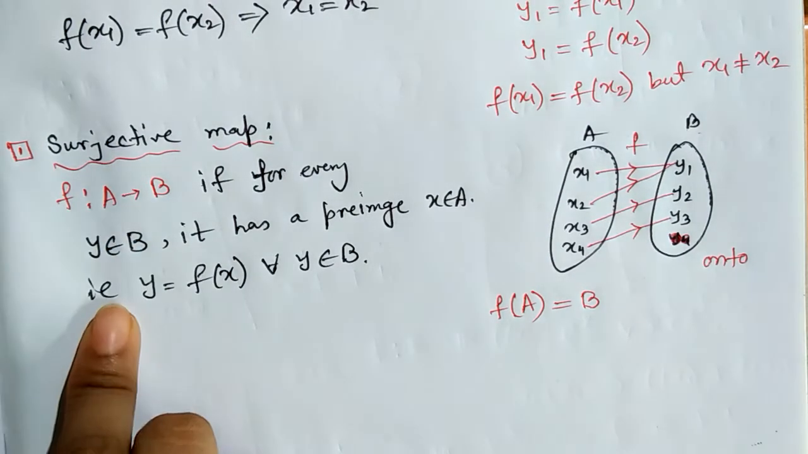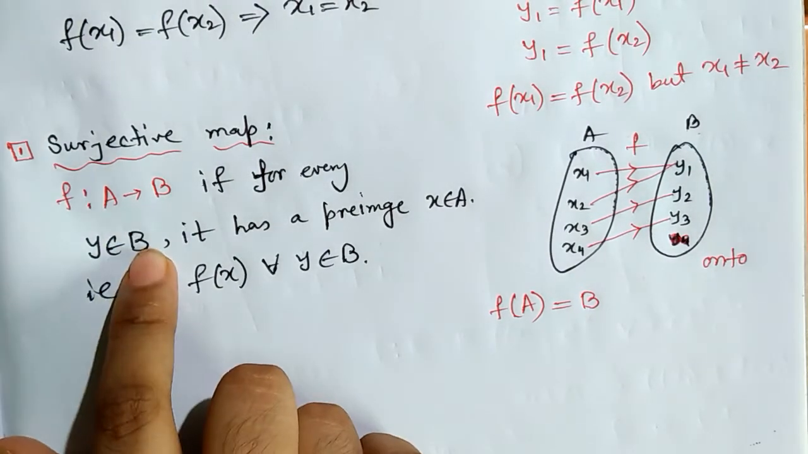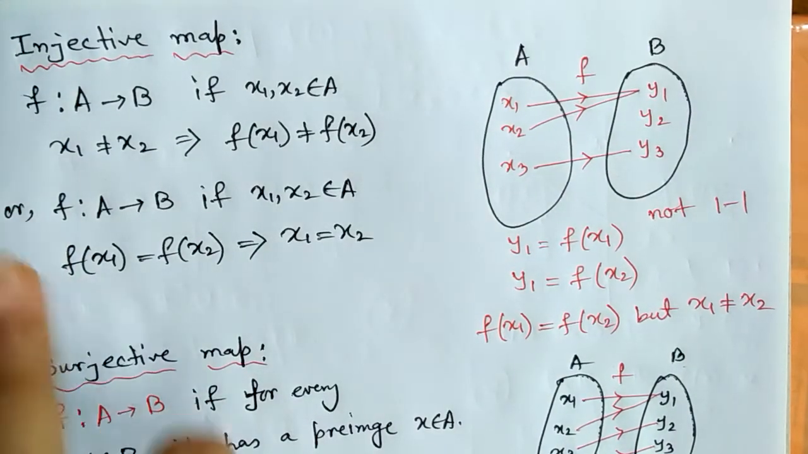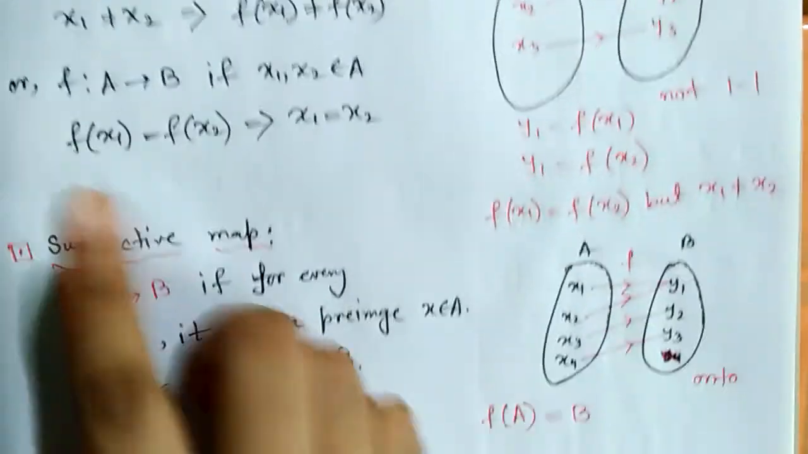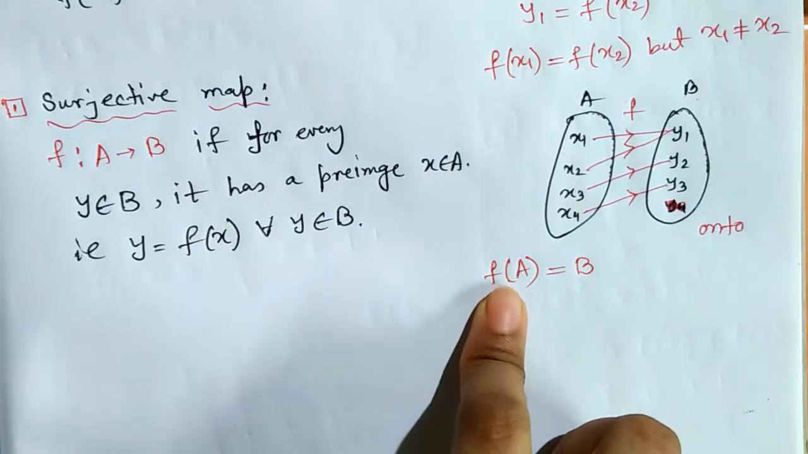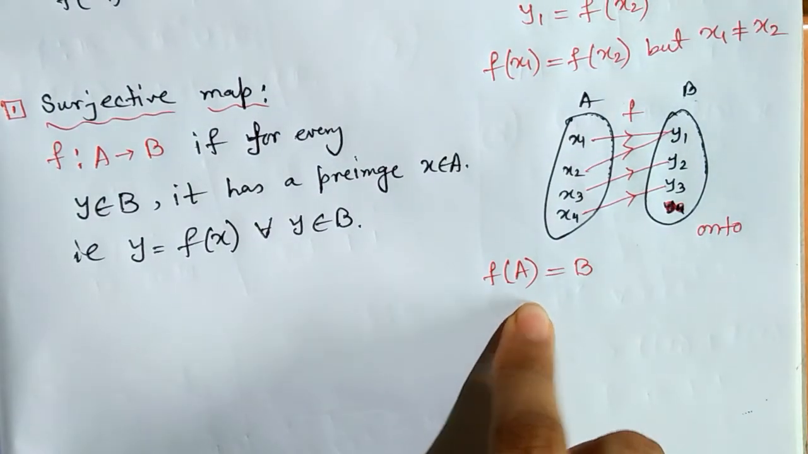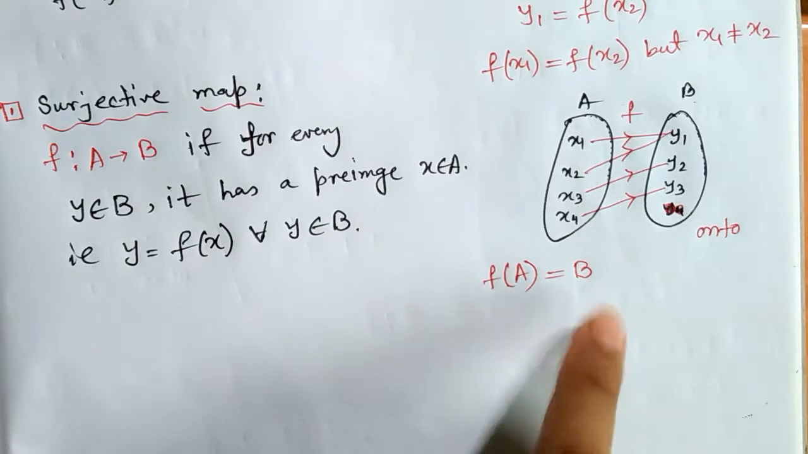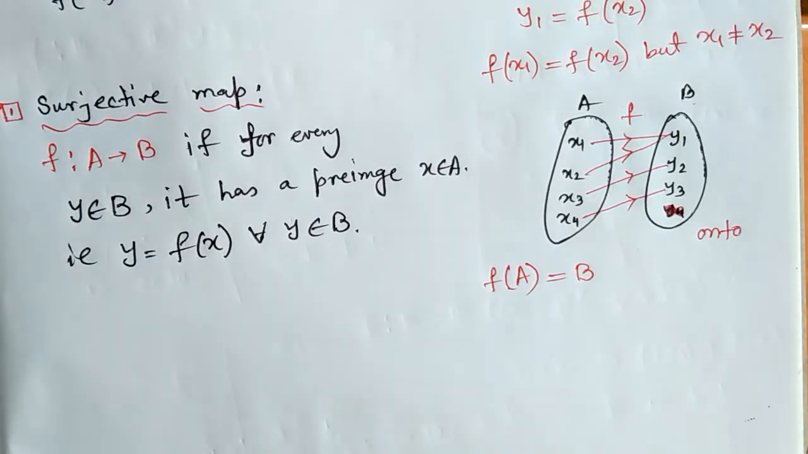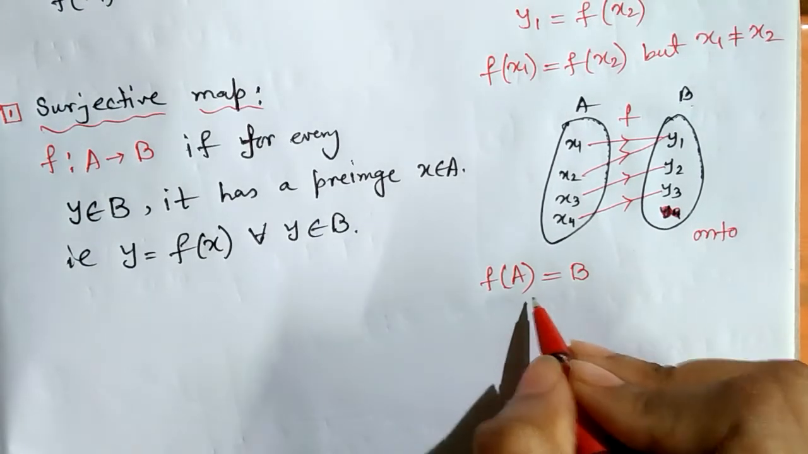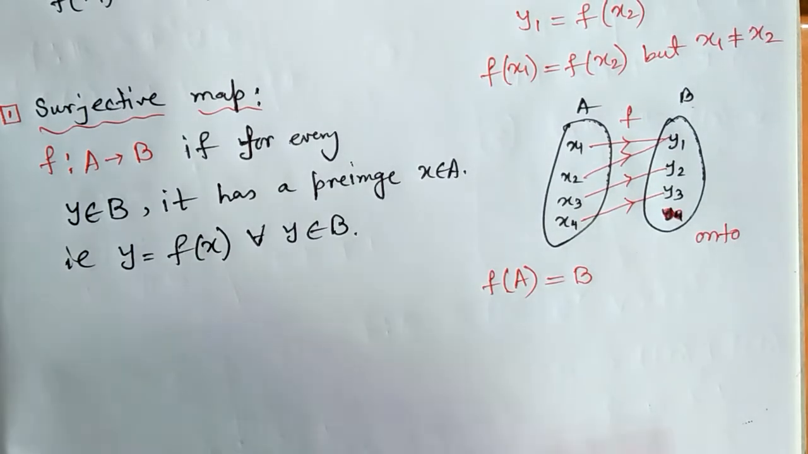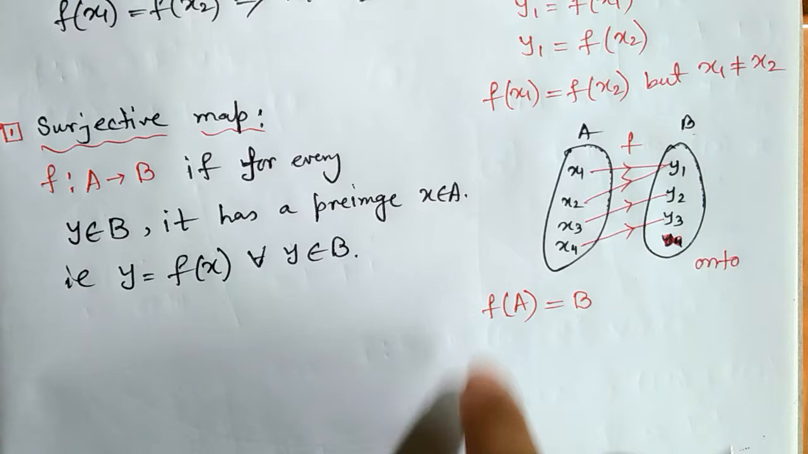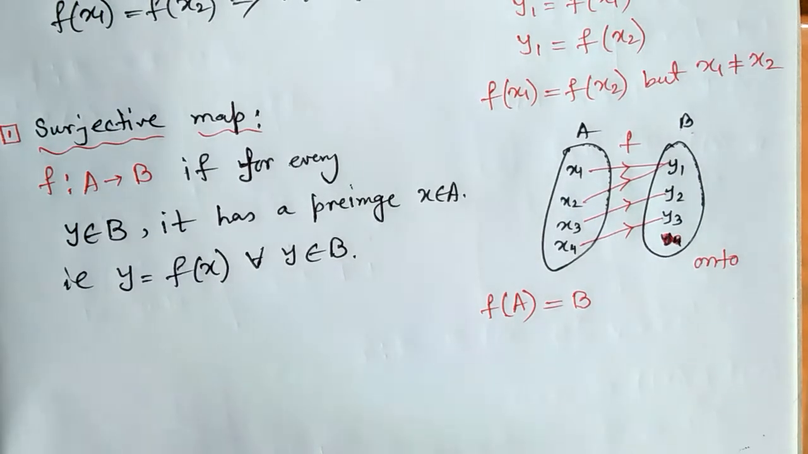Now if a mapping is not surjective but injective, in that case f of A will be a proper subset of B. So f of A will be a proper subset of B when f is injective but not surjective. In that case we can say that f maps from A into B.